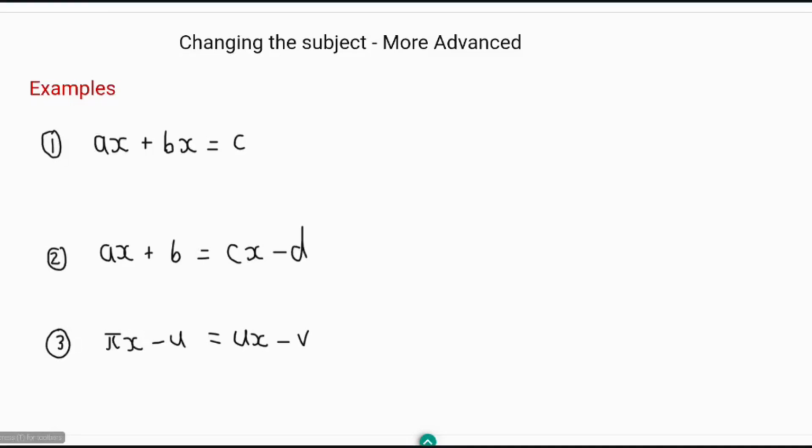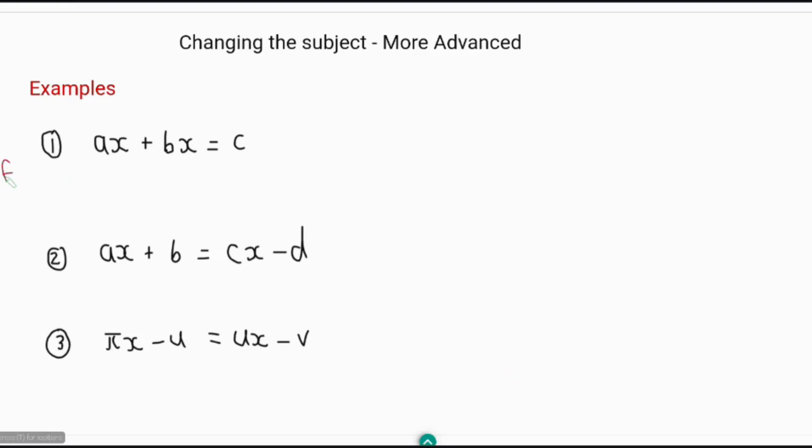Changing the subject, more advanced. So there's a skill involved with this we haven't used yet in this topic. And it is grade 7 plus, I would say. So what happens, look at example 1. We've got x attached to 2 terms. Now, a lot of people find themselves in this situation and don't know how to progress from here.